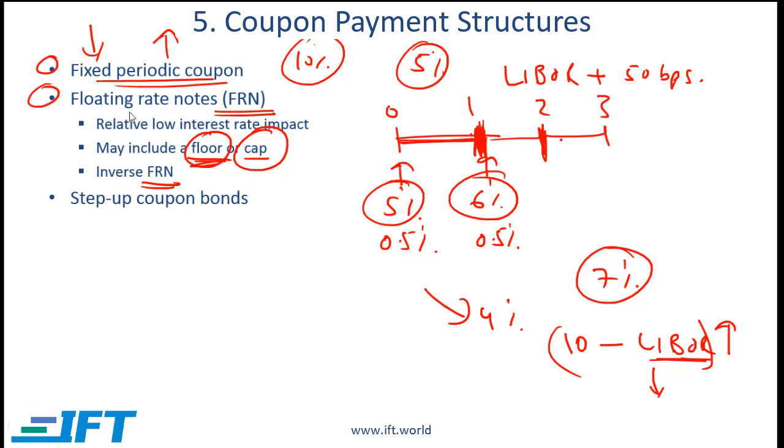On the other hand, with a floating rate note, if interest rates go up, then coupon payments will also go up. If coupon payments are going up, then we are discounting higher numbers at a higher rate. So the value of the bond will not be as impacted. The impact on the floating rate note will not be that substantial. So clearly the impact on the floating rate note of a change in interest rate is going to be less than the impact on a fixed period coupon bond.